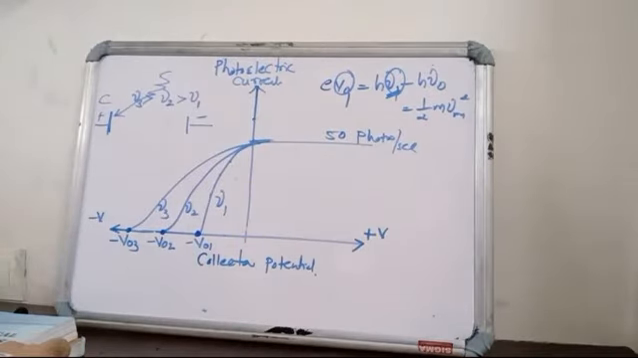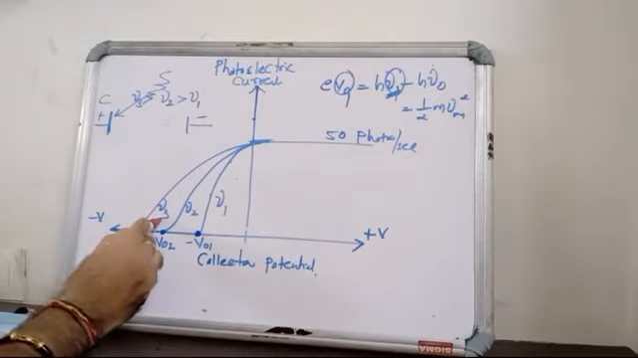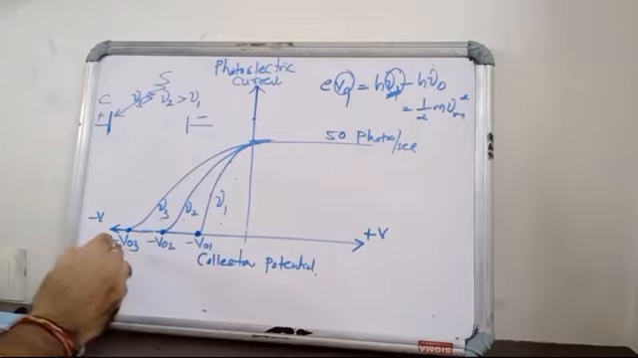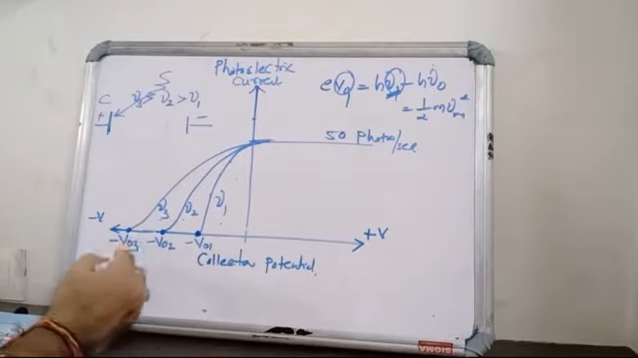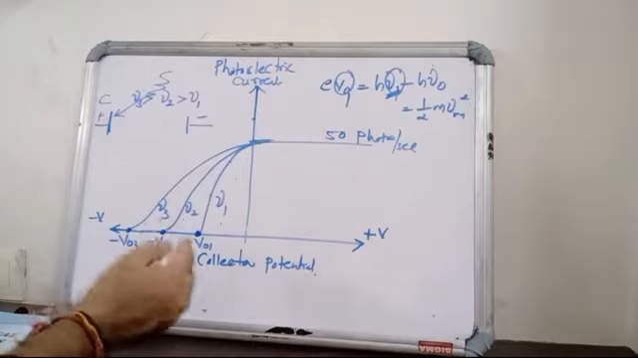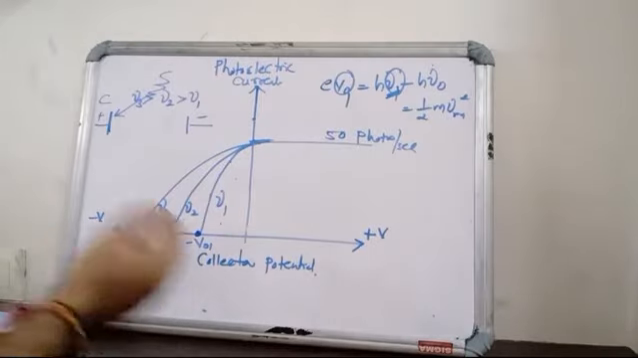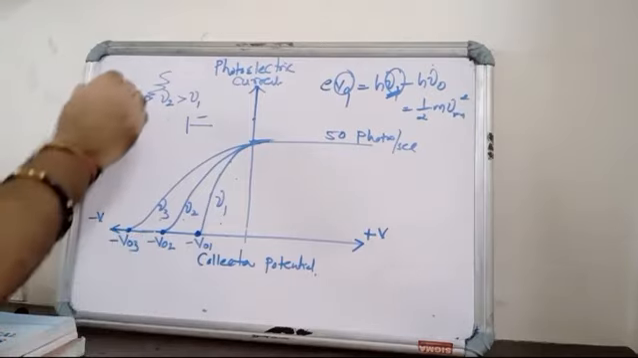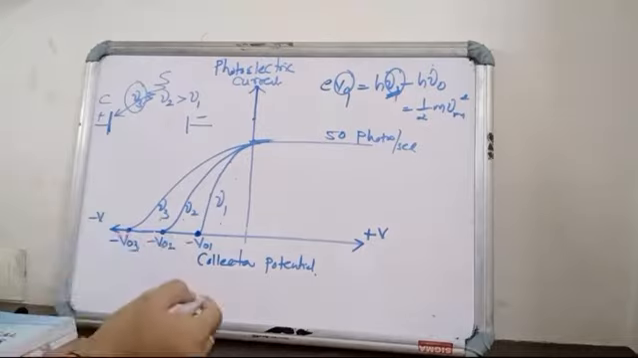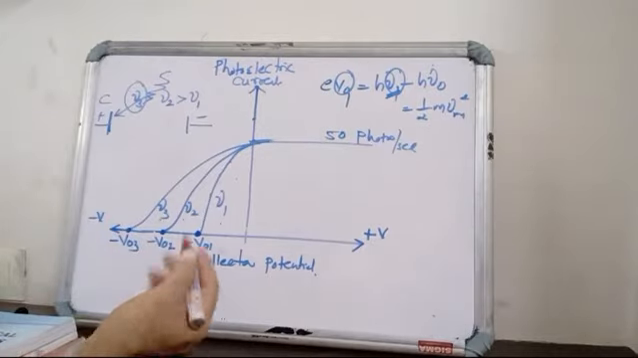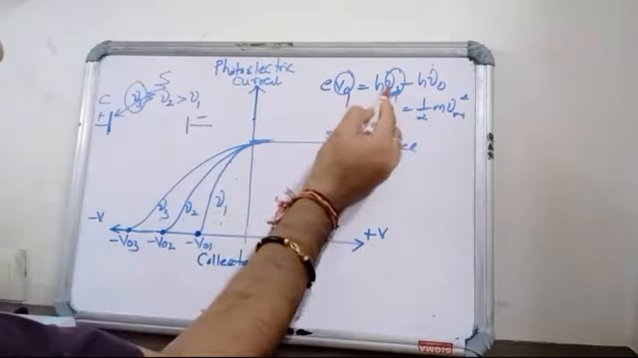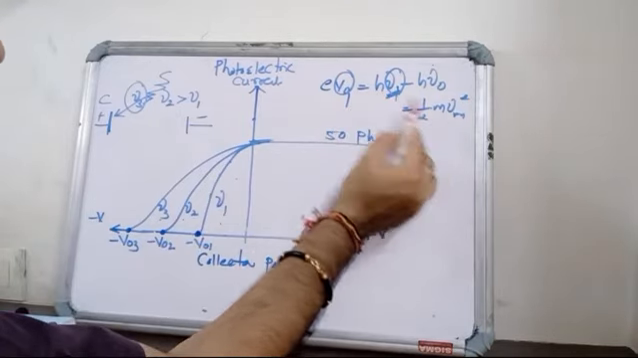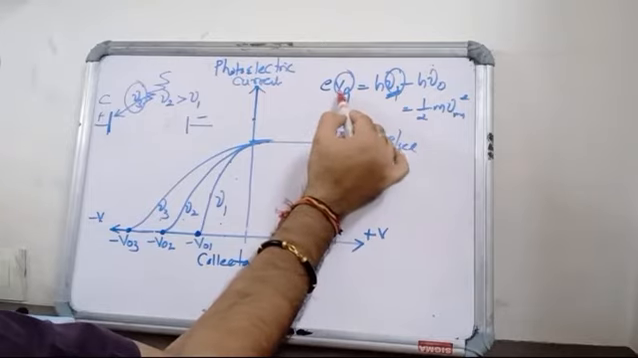The stopping potential is more negative for higher frequency, that is for nu3 greater than nu2 greater than nu1. So V03 is greater than V02 is greater than V01. This implies that the greater the frequency of incident light, the greater is the stopping potential and the greater is the maximum kinetic energy. Obviously, the greater the frequency, the more the maximum kinetic energy of the electron, and hence the stopping potential needed to stop it would be more.